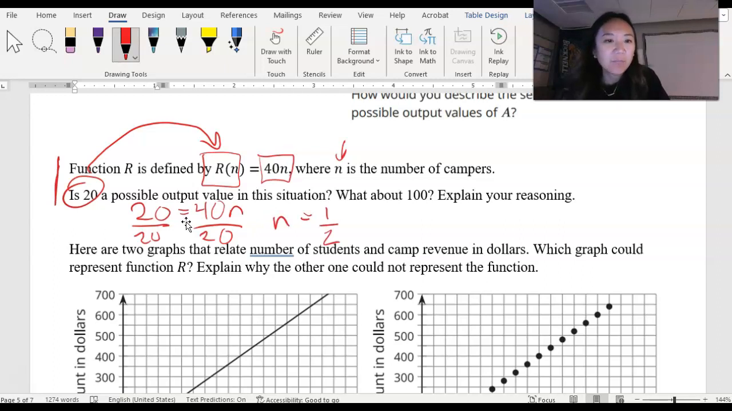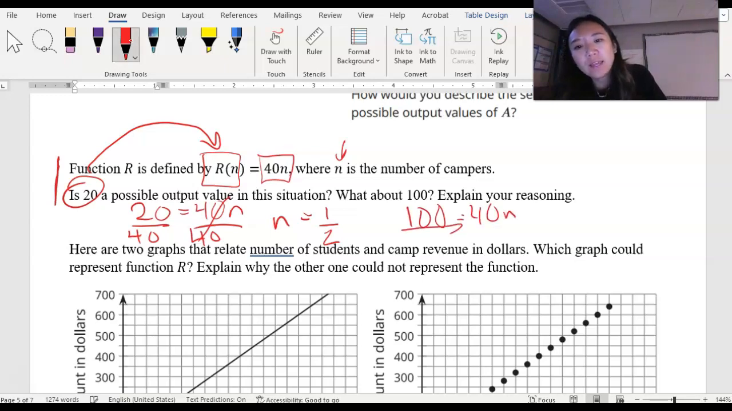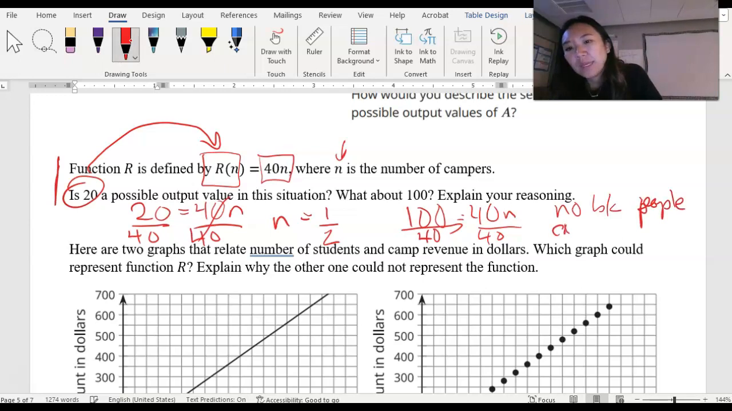There you go. We would get n equals 1/2. And we cannot have half a number of campers. Remember, no fractional people. We're not doing that. And so that wouldn't work for 20. If we were to have 100 equals 40n, again, we know that 40 does not go into 100 evenly. We would also get a fractional number, and so 100 is not possible. No, because people can't be counted as fractions or as decimals.